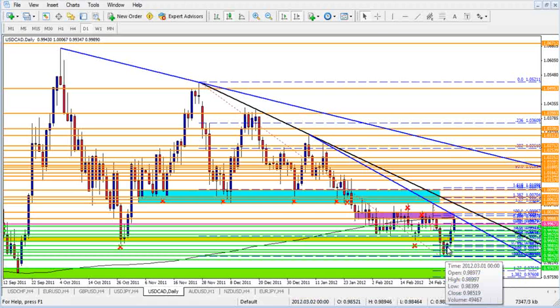So hopefully we'll see that happen from the reversal from the trend line, and a target for a new low to be made within the direction of the current trend.